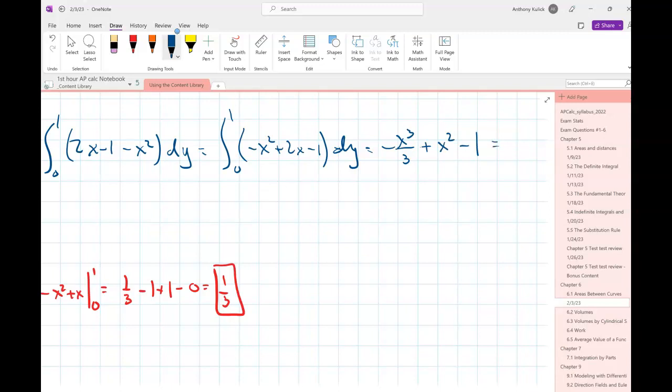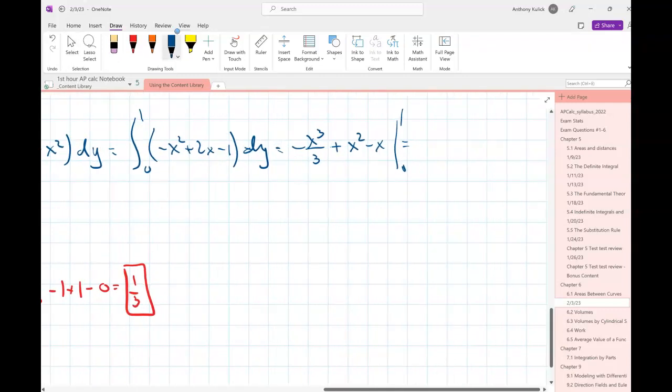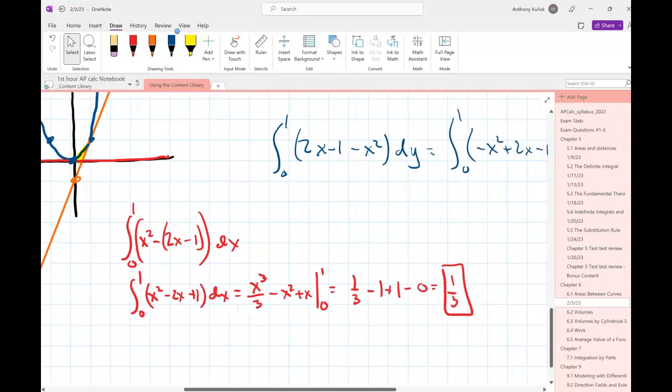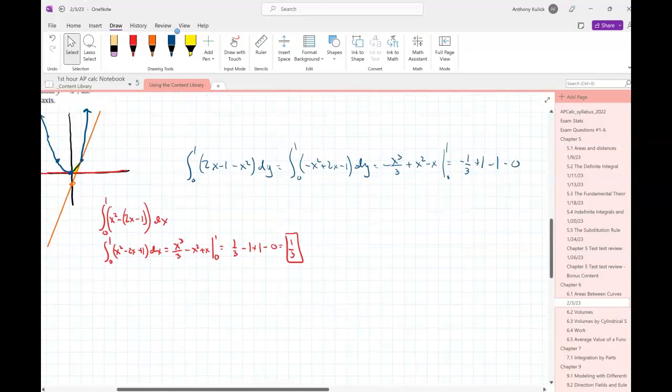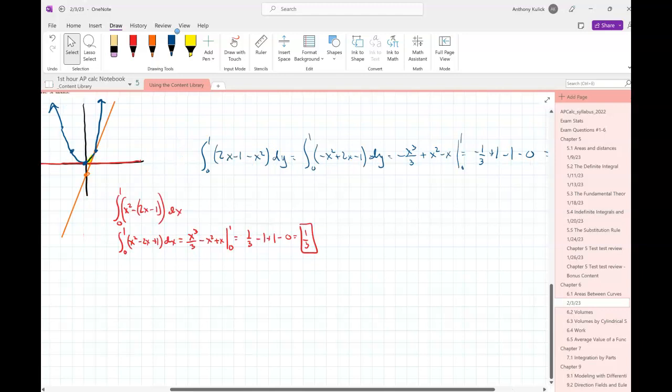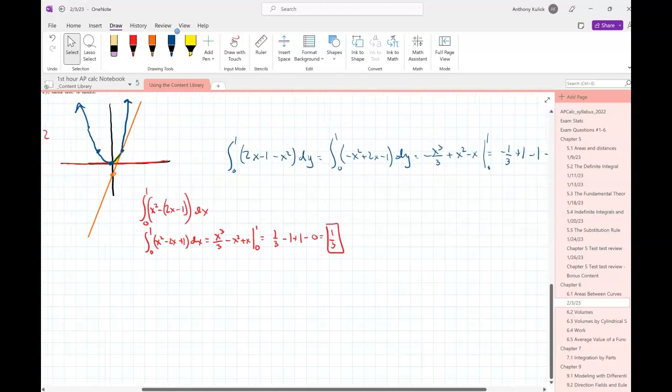And now when I do this, oh, thank you. What do we get here? We get negative 1/3, plus 1, minus 1, minus 0. Somehow we have this in the wrong order, because now we're just getting a negative 1/3 here. What did we goof up? Oh, I know why. I know the problem.